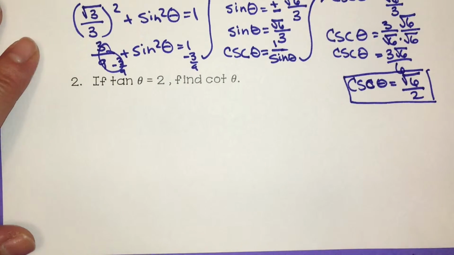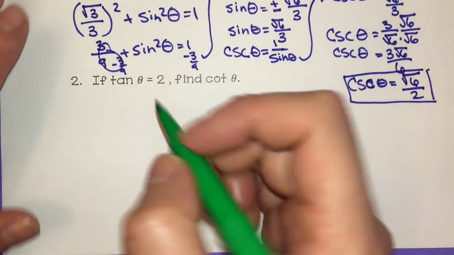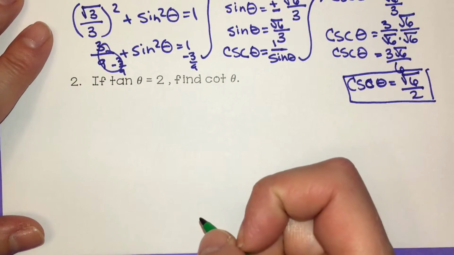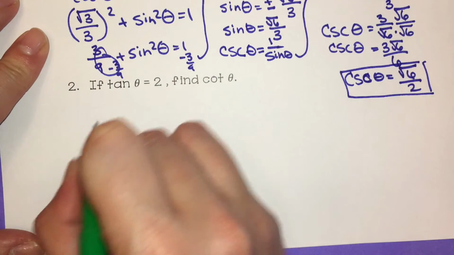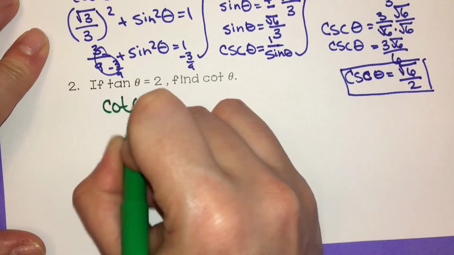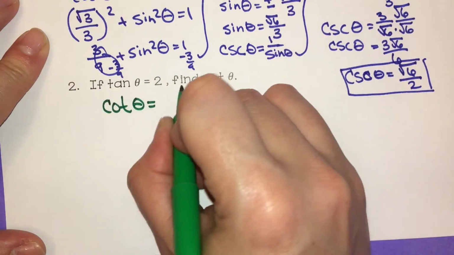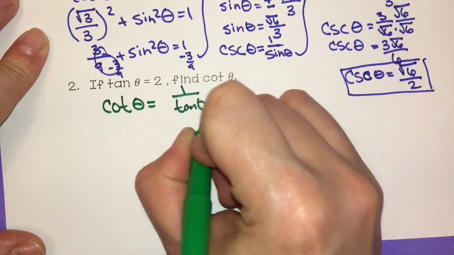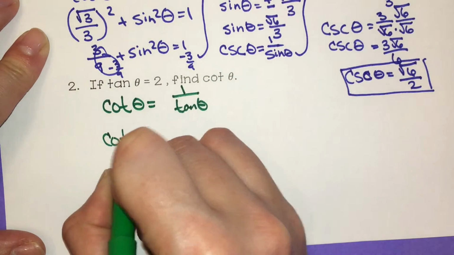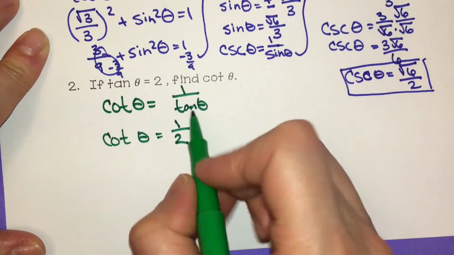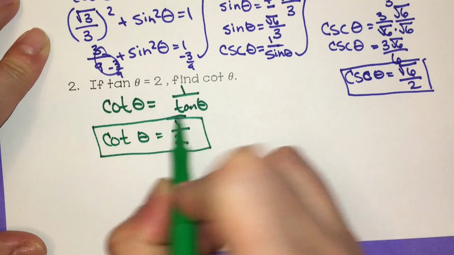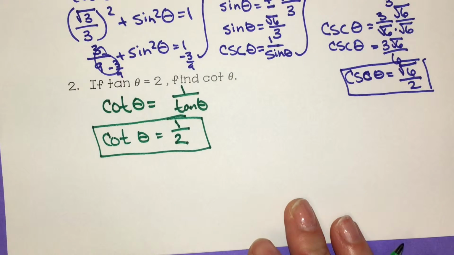Okay, last one. I need to find cotangent theta. So cotangent theta is equal to 1 over tangent theta, which I know that tangent theta is just 2, so cotangent theta equals 1/2. That one was nice and easy.